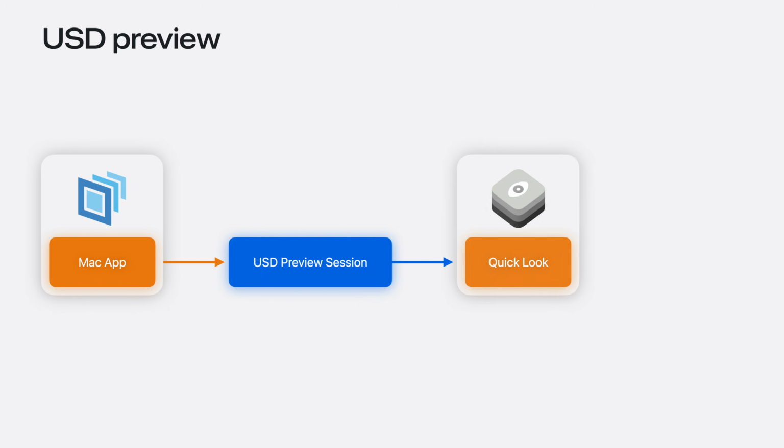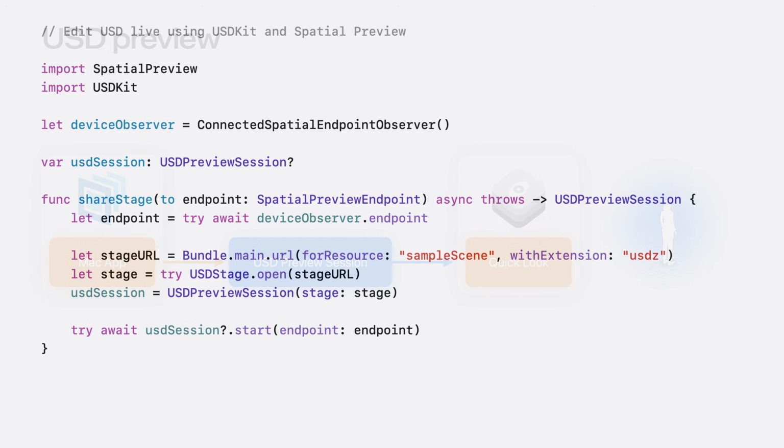Creating a USD preview session is similar to a document preview session, except that the content is a USD Kit stage. When you call session start, a scene opens on visionOS and the USD content appears in a volumetric view. People can then choose to go into an immersive view to see it at full scale. Let's see what the code looks like to set this up.